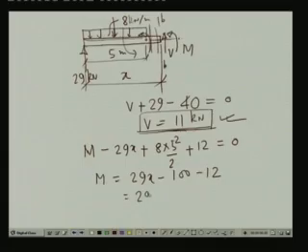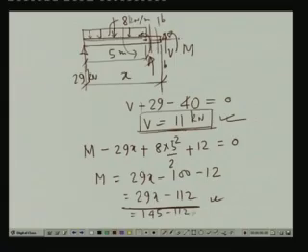29x minus 112. Now, what happens here is that there is an immediate change in the value of the bending moment as we go from this end to this end, because we have a concentrated moment over here. So, if we substitute the value of x as 5, then this is equal to 145, and 145 minus 112, this is equal to 33 kilonewton meter.